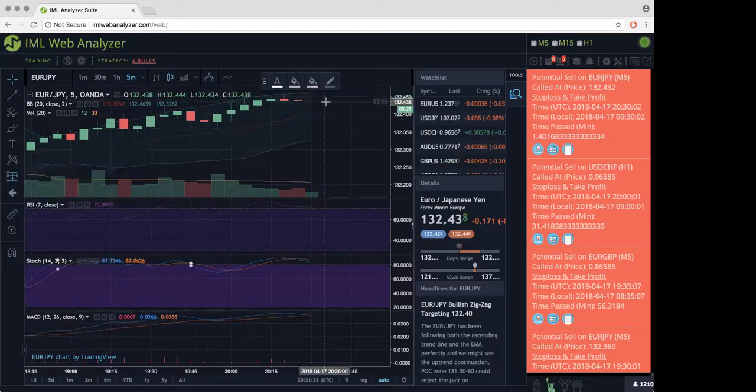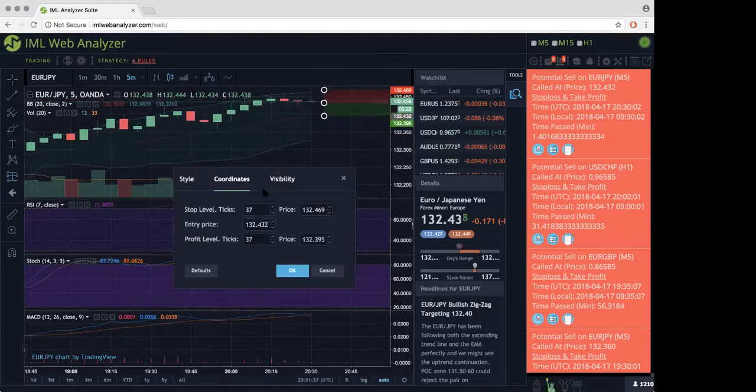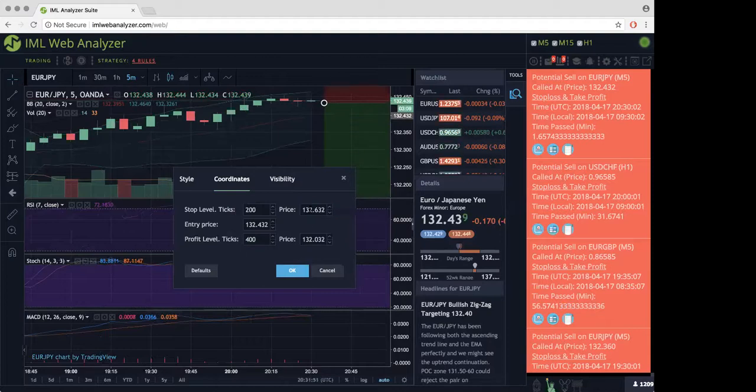Go into 1.32432, which is around here, settings. And let's play around with it. We're going to look for around a 20 pip move. Let's just do a 20 pip stop loss, okay, and a 40 pip take profit. There you go. So I want you guys to put this number down. Guys, try it out, okay?